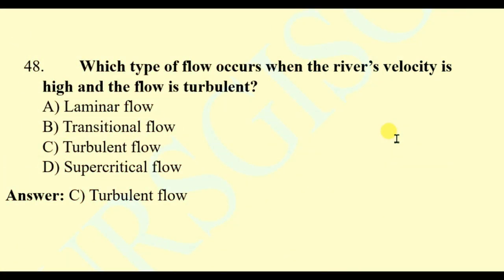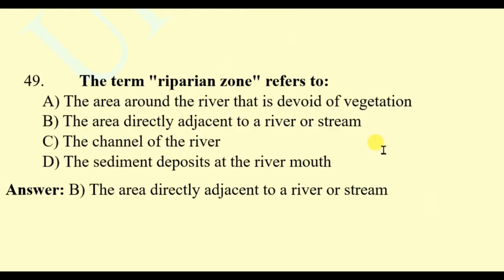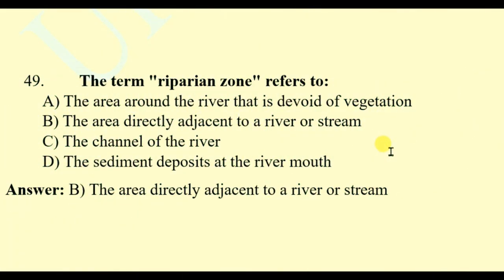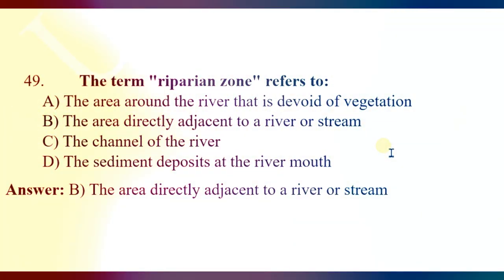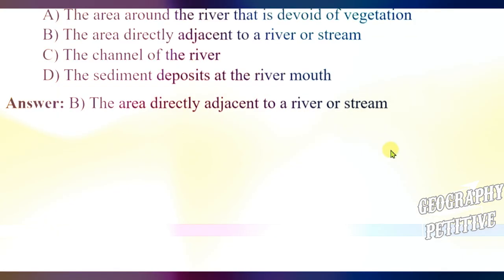Question 48. Which type of flow occurs when the river's velocity is high and the flow is turbulent? Laminar flow, transitional flow, turbulent flow. It is automatically turbulent flow. Question number 49. The term riparian zone refers to the area around the river that is devoid of vegetation, the area directly adjacent to a river or stream, channel of the river, the sediment deposits at the river mouth. Here the correct answer will be the area directly adjacent to a river or stream. It's called a riparian zone. And if there is vegetation in the riparian zone, it will be called riparian vegetation.